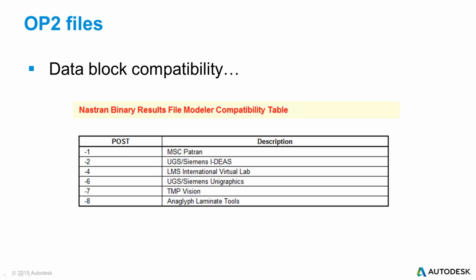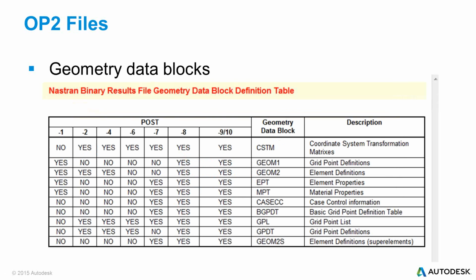If you're ever curious what it actually does, it's in the online documentation: the geometry data blocks. Some of the different parameters print out geometry data blocks, grid point definitions, element definitions. Some of them don't. And this is just sort of a comprehensive list. If you don't know what your program uses, you can put -9 or -10, and it will do all of them. And the same is true when I do results.